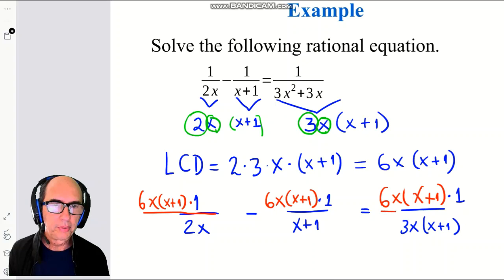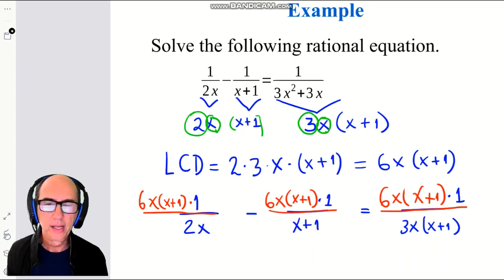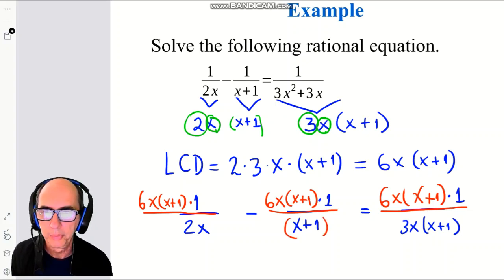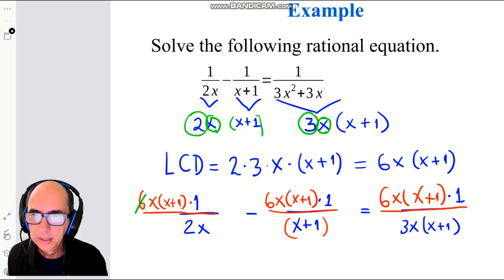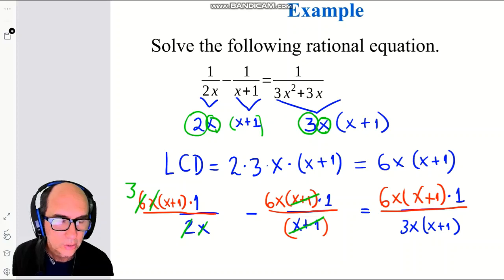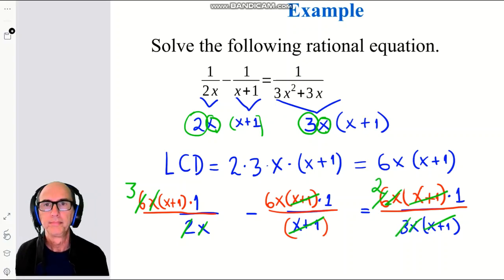And the next step is simplify. Simplify, check what are the factors that are repeated, that are the same on the top and on the bottom. And we can divide 6 by 2, and we have 3. We have x that we can cancel out. We have x plus 1 on this denominator and also on the numerator. And here we can cancel out lots of things. We have x plus 1, we have x, and we divide 6 by 3 is 2.